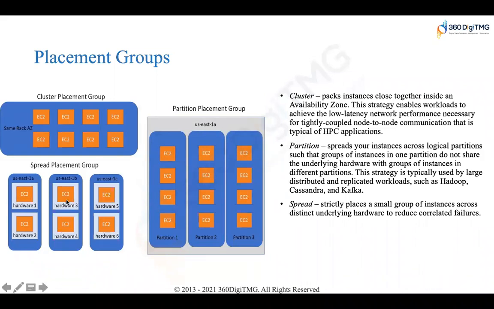Suppose there are 6 EC2 instances, you can create 3 partitions in this availability zone. And each partition is created on different hardware. So 2 EC2 instances will be in partition 1, 2 in partition 2, and 2 in partition 3. Suppose if there is any issue with partition 1, you have partition 2 and 3 available. And also you are not going with different availability zones. You are placing them under one availability zone only. That is partition placement group.